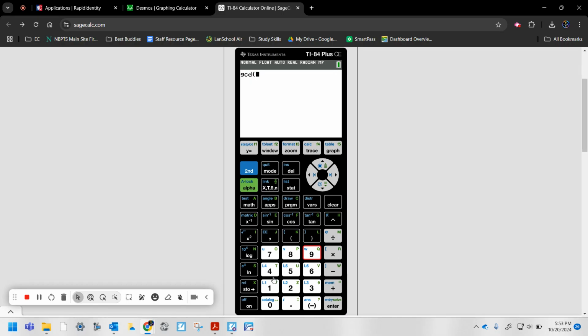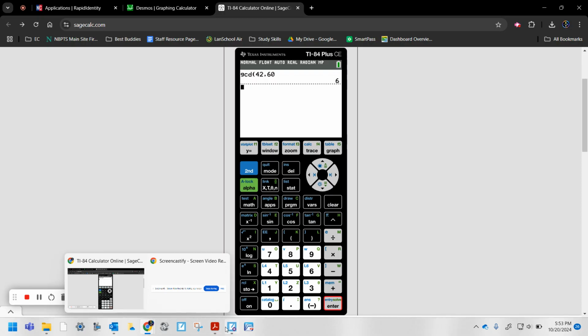The two numbers were 42. We'll put 42 in first. We're going to do a comma and then 60. We don't have to close the parentheses. You hit enter and it tells you that 6 is going to be the GCF.